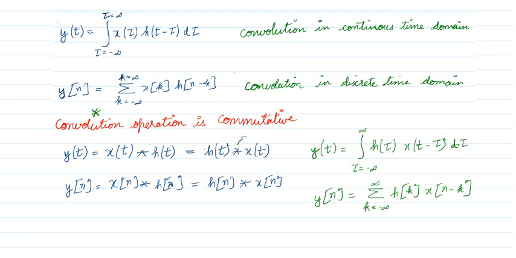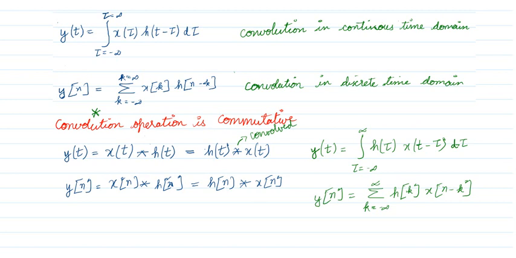We pronounce this star symbol as convolved, or convolution operation. H of t convolved with x of t. Similarly, in discrete time domain, x of n convolved with h of n is equal to h of n convolved with x of n. There is nothing wrong in changing the x and h position.